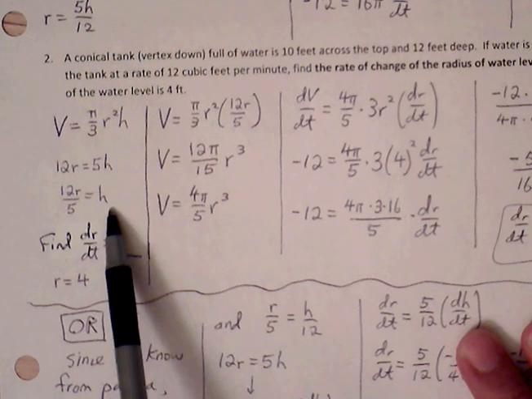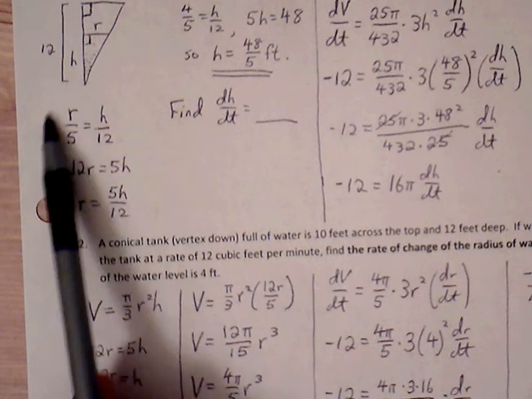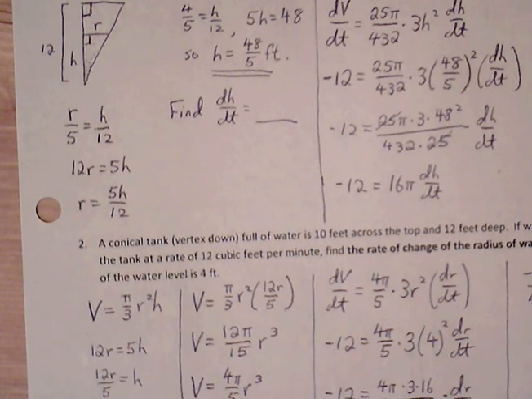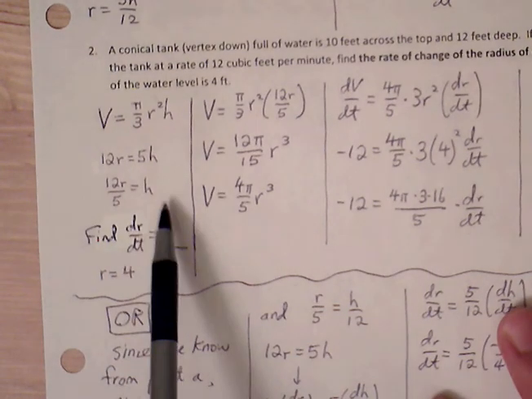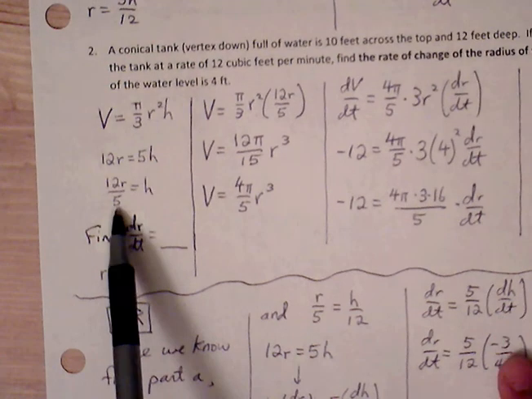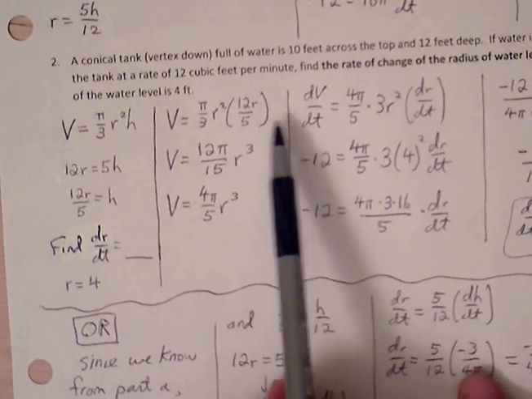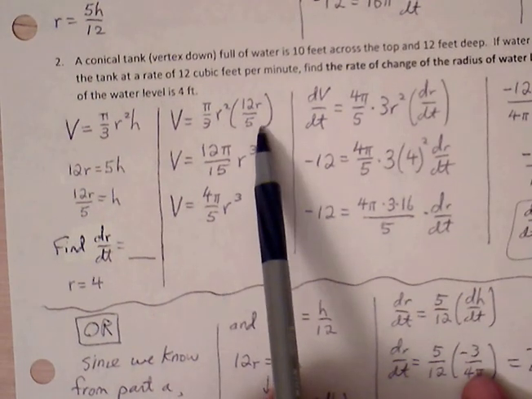So here, if we solve for h, 12r over 5h, which is from the similar triangle that we have from above, 12r equals 5h. Instead of solving for r, we're going to solve for h, so h equals 12r over 5. So now we're going to replace that into the volume equation.